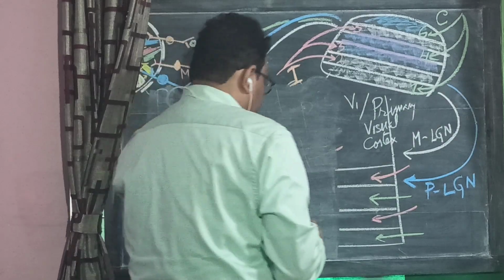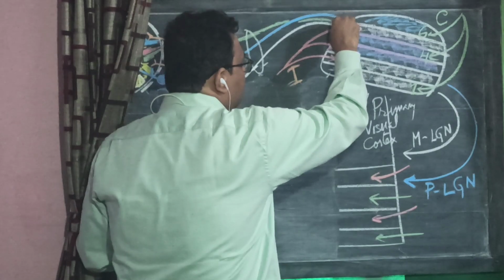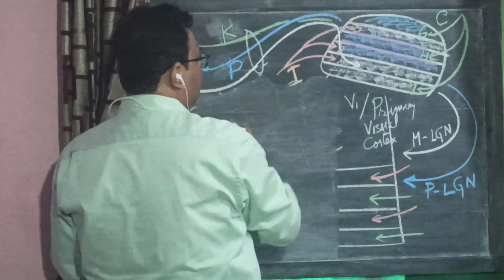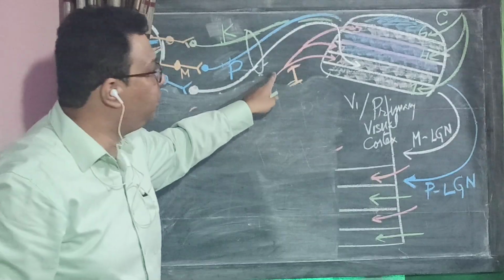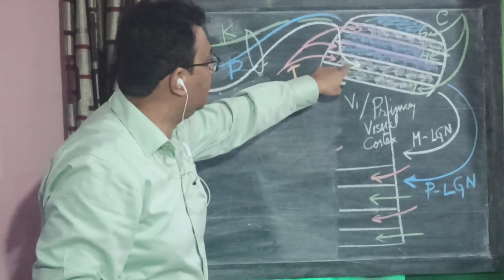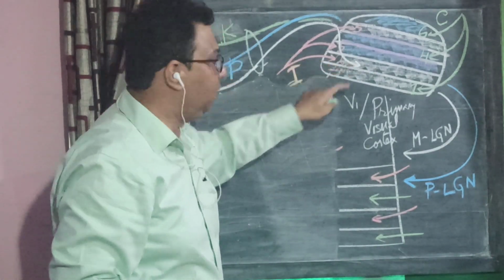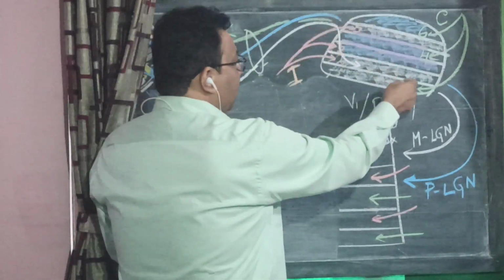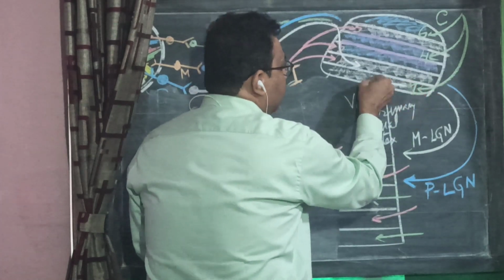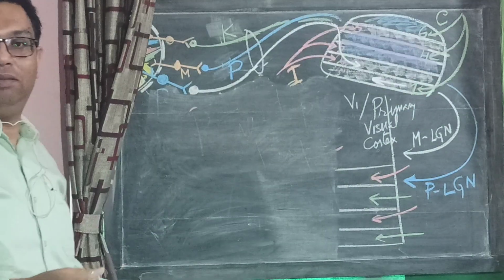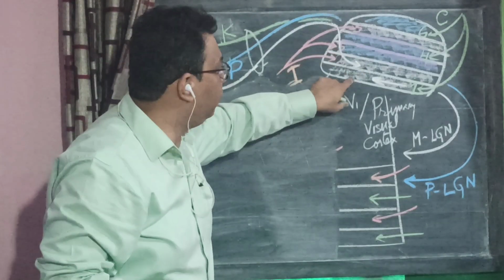Moreover, the magnocellular pathway from the ipsilateral will be in the second layer. So ipsilateral pathway, magnocellular, second layer, and the magnocellular layer from the contralateral will be at the first layer. So the magnocellular pathway will be contributing to the first and second layer.